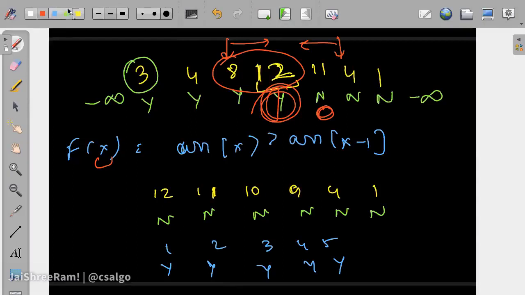Okay, yeah, this you can take, yes. Trivially true. Nicely pointed out, yeah.